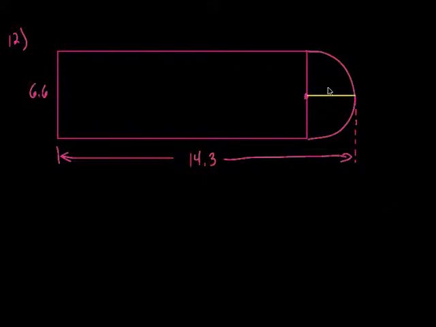But so what is that yellow one? 3.3. Yeah, and that was it. So you find, I don't have to do the rest, do I? You can find the area of the half circle, right? Pi r squared divided by 2.